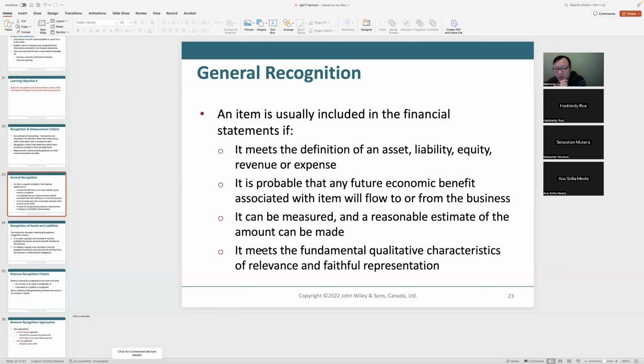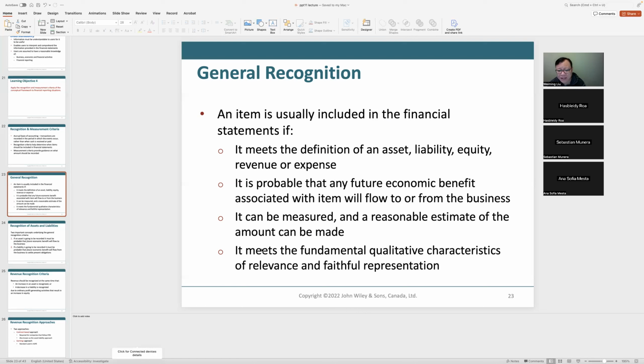General recognition: an item is usually included in the financial statement if it meets the definition of an asset, liability, equity, revenue, or expenses. So normally they will be included in the financial statement if they meet the definition, okay? And it's probable that any future economic benefit associated with the item will flow to or from the business. So this is just saying that it's probable you are going to receive the benefit. So that will be an asset, right?